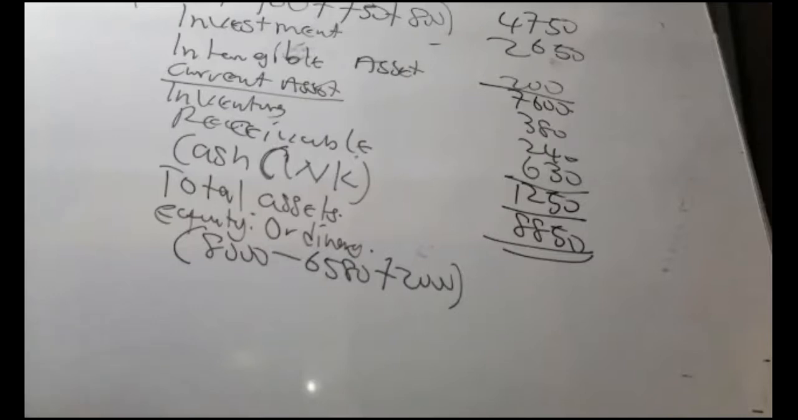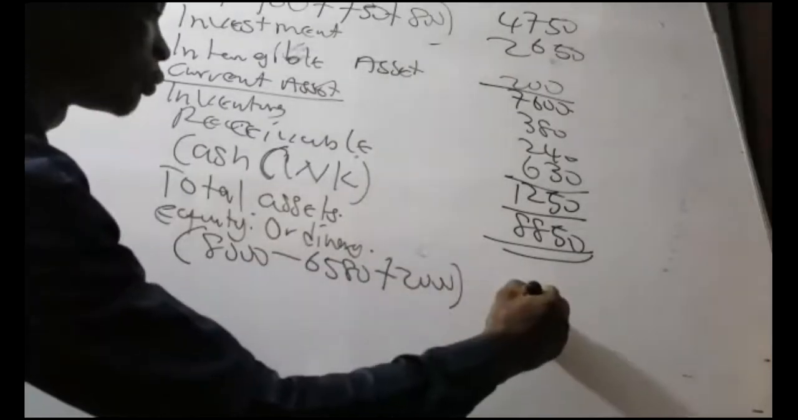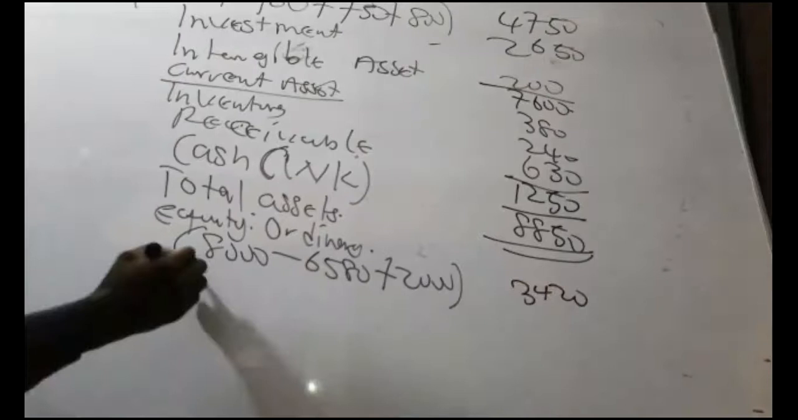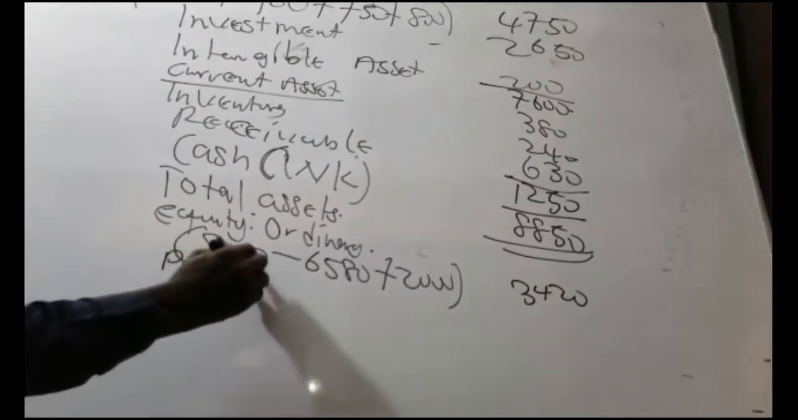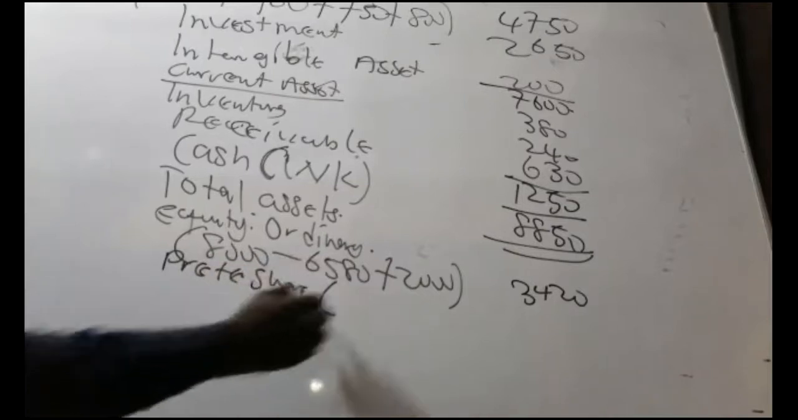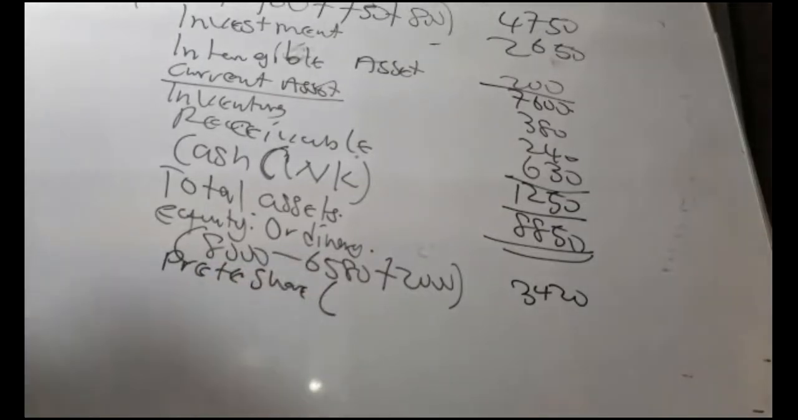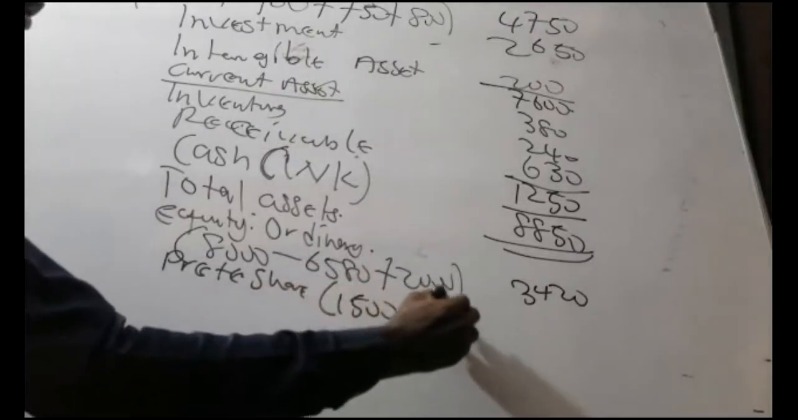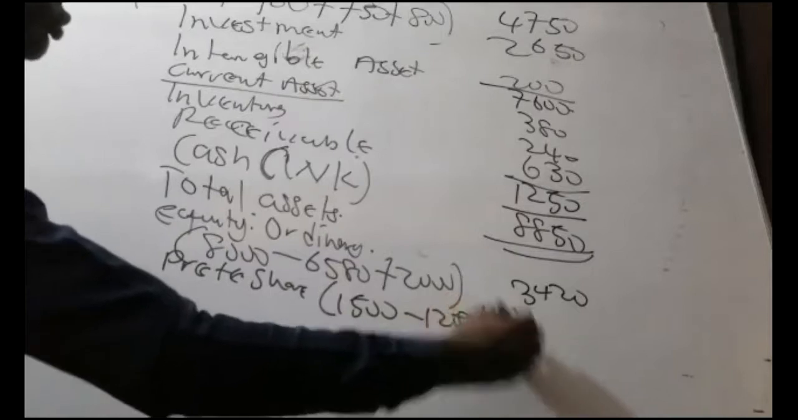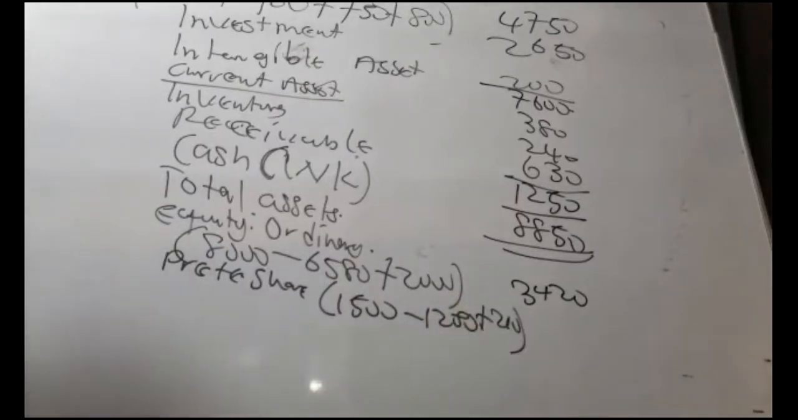This is what you get. 8,000 less 6,580 plus 2,000 gives 3,420. Good. 3,420. Preference shareholders. So preferences, the same thing. Good. Their position is 1,500. They are losing what? 1,250. How much are they bringing? 210. What will be their final position?